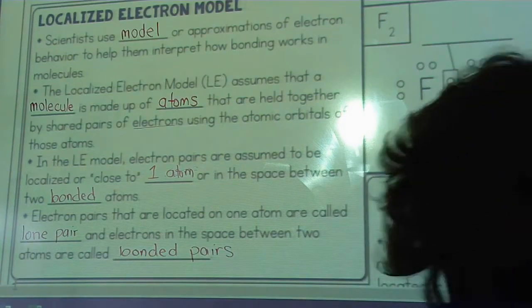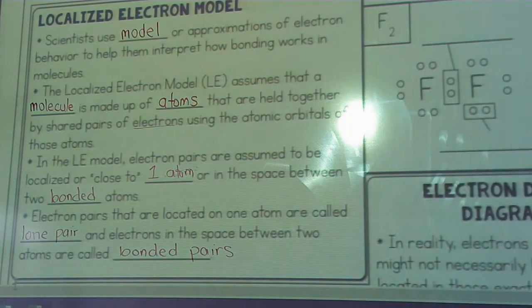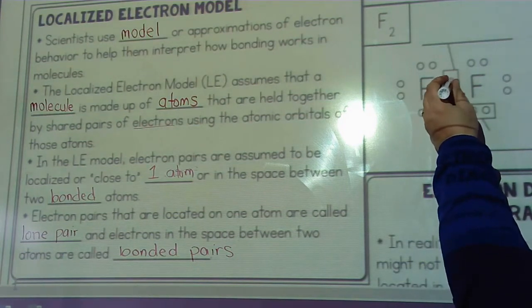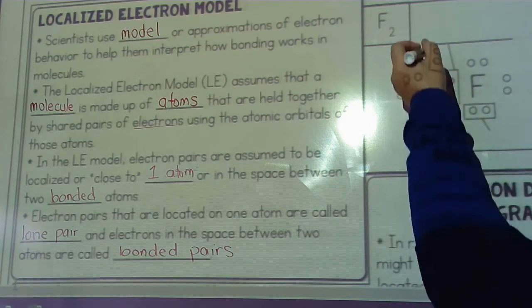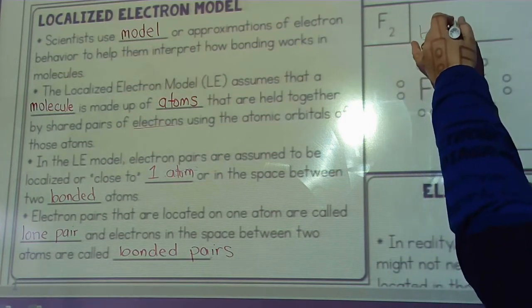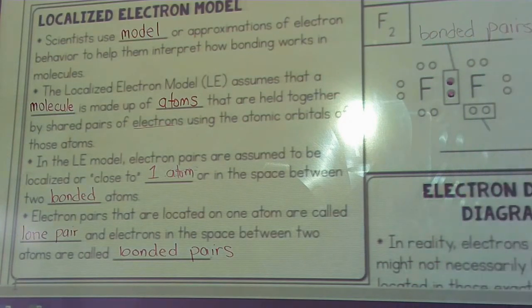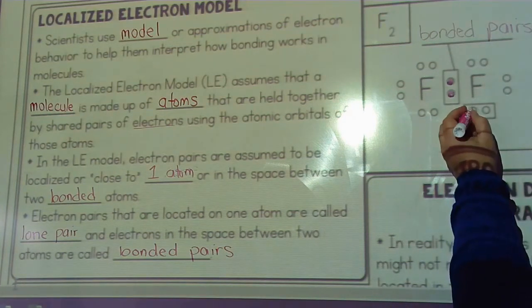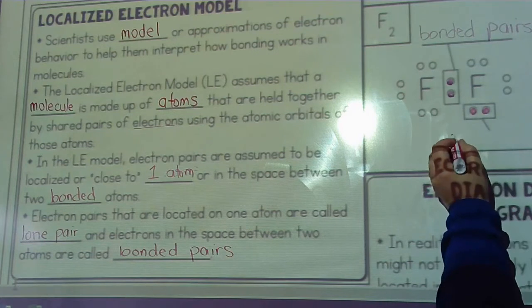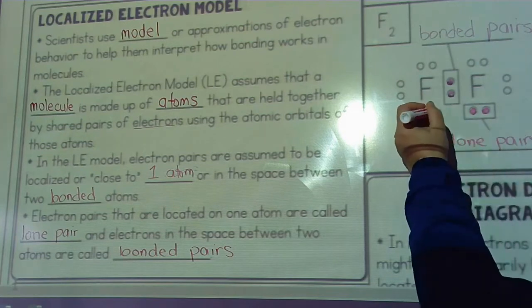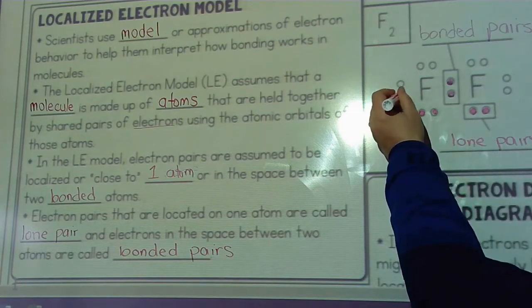You can see here in this picture of the model, up here we have two fluorine atoms, that's what F stands for, that are bonded together. These electrons here that are in between the two fluorines, those are the bonded pairs. And the two here that are close to one of the atoms but not in the middle, these are the lone pairs. And all of these others are also lone pairs.